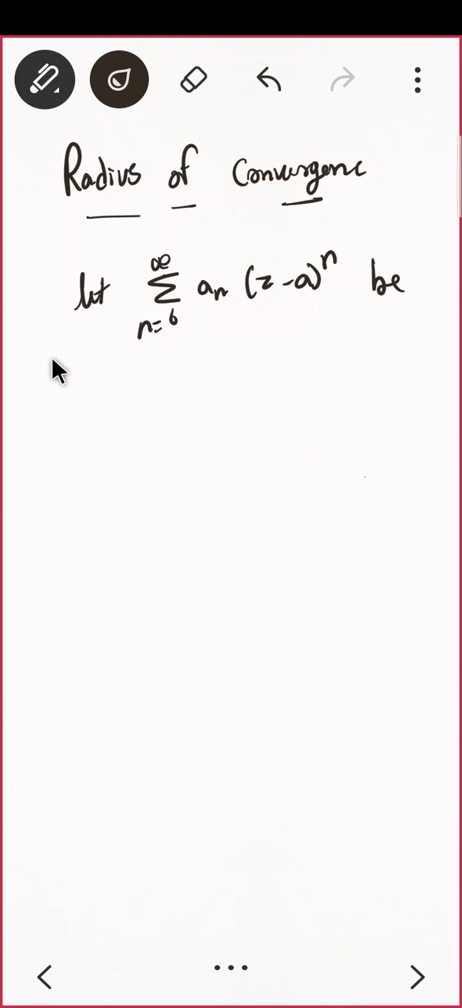Radius of convergence of a power series. Okay, so let us start. Suppose you are having a power series, say summation n equal to 0 to infinity a_n (z minus a) raised to n. This is how we used to write power series.